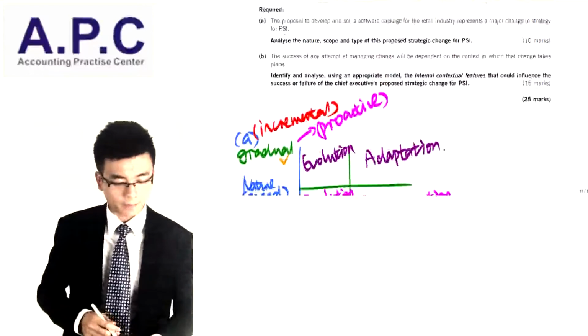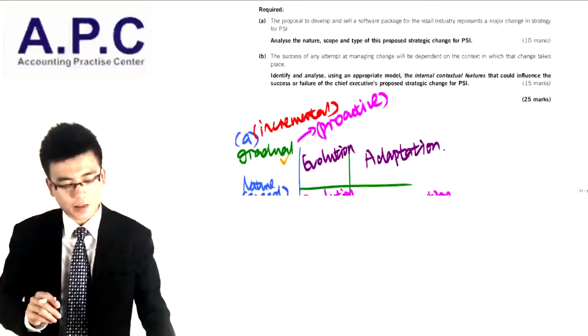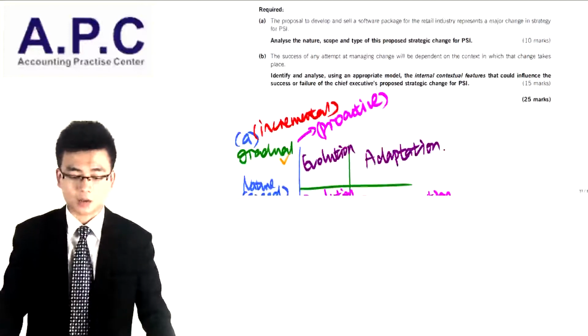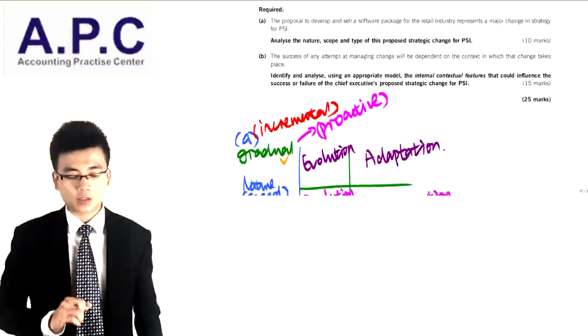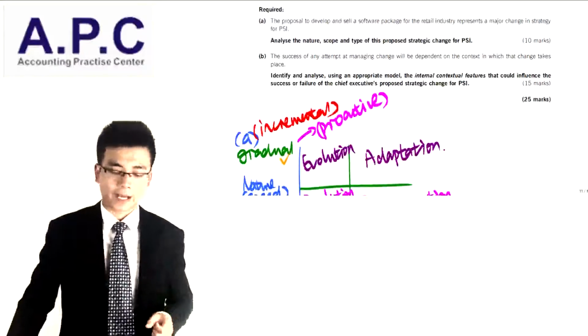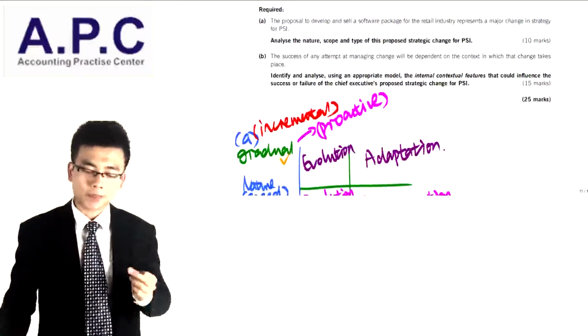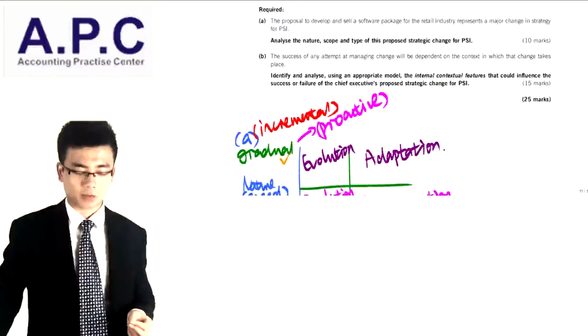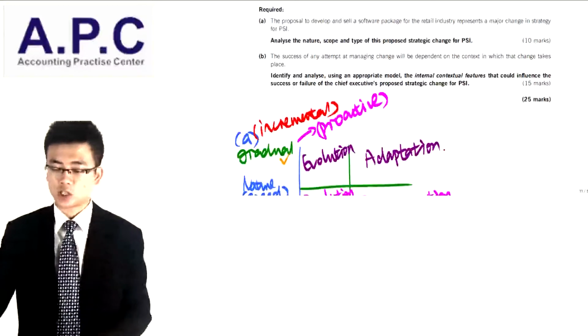And part B then, the success of any attempt at managing the change will be dependent on the context in which that change takes place. So identify and analyze, using the appropriate model, the internal contextual features that could influence the success or failure of the CEO's proposed change at the company.